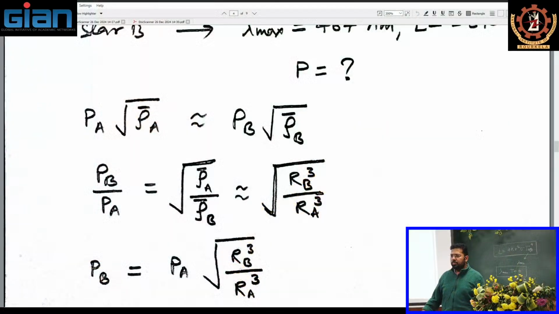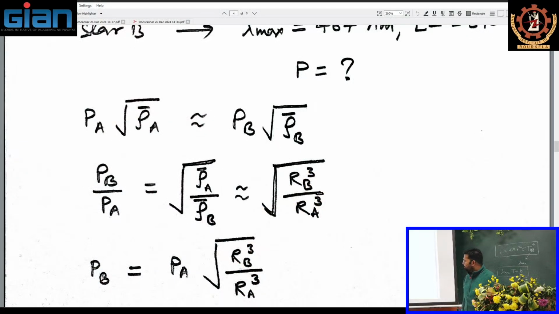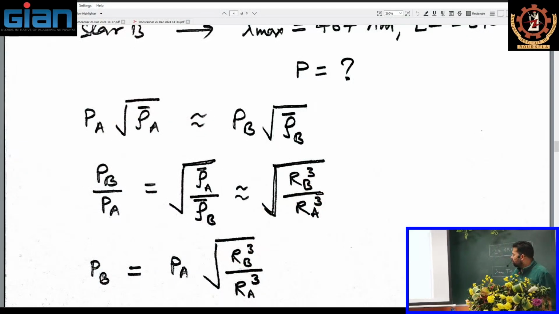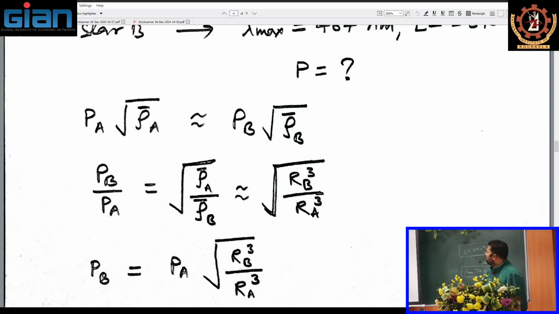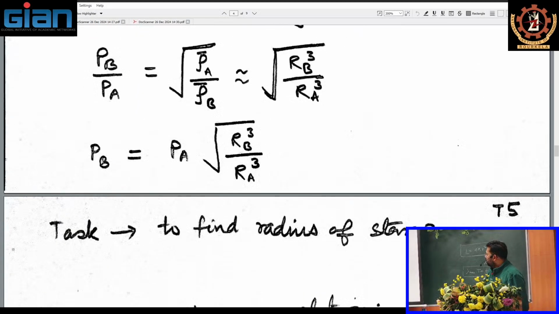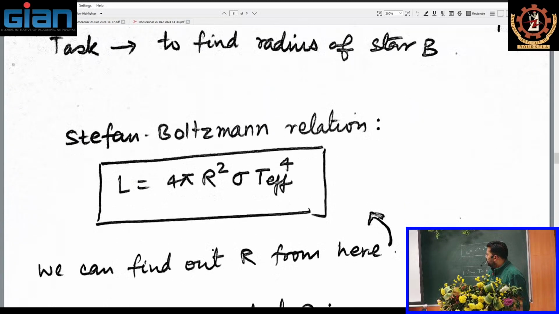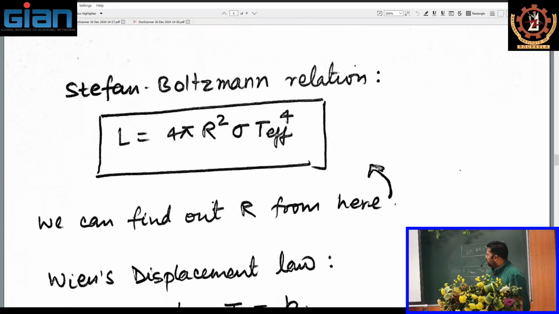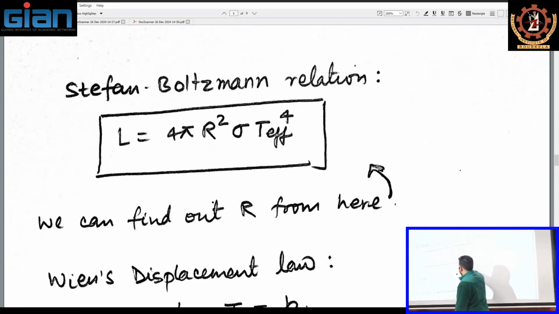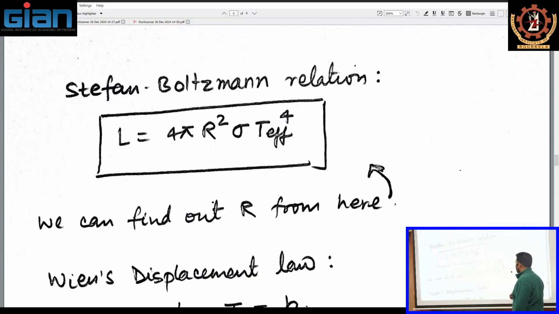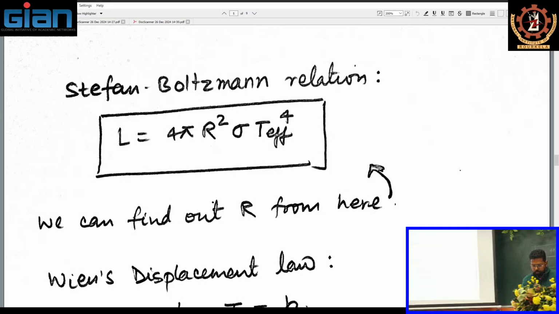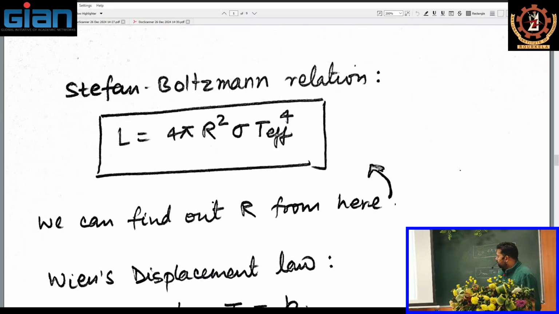The period we are talking about is the fundamental period. This is already mentioned. So what we do here is first find the effective temperature, and then by using the Stefan-Boltzmann relation you can find the radius of the star. This is what is mentioned here.